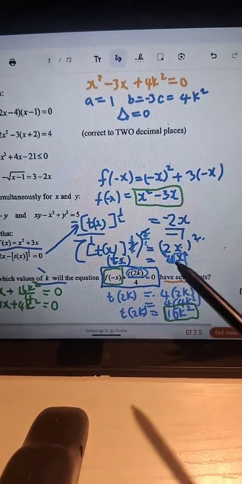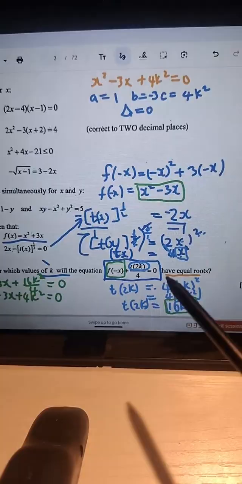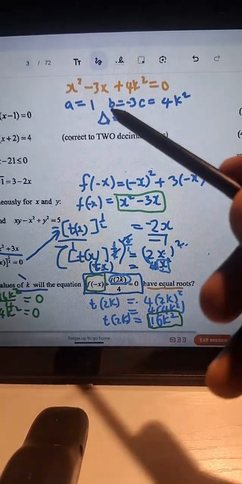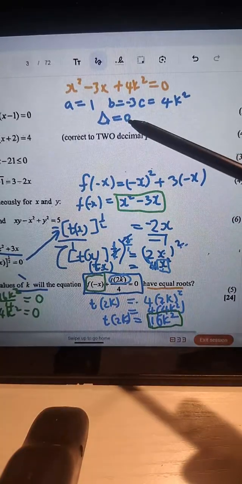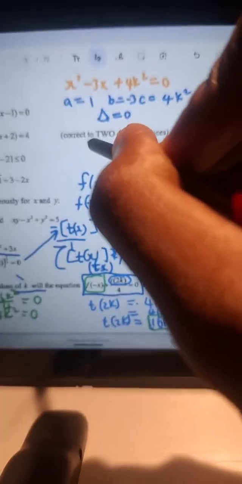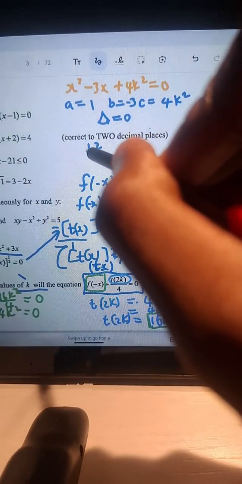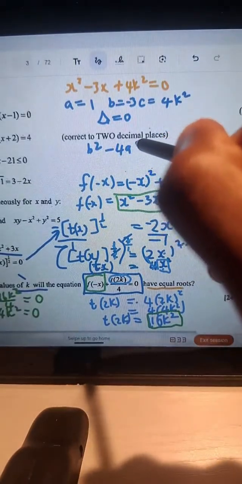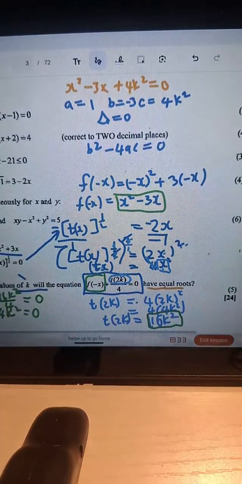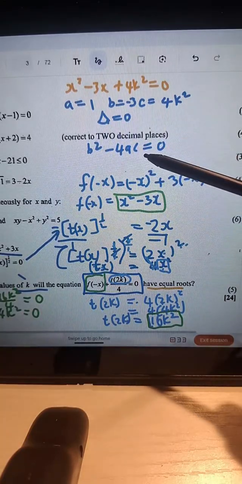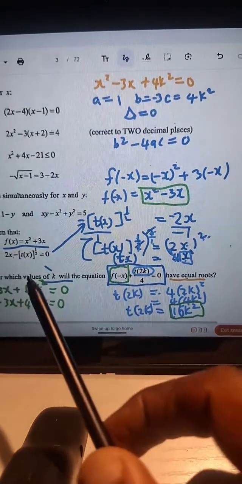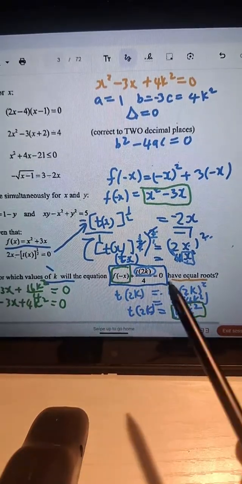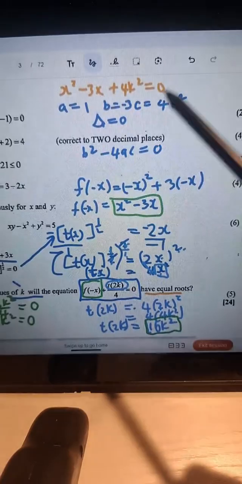Whereas when they say for which values of k will the equation have equal roots, that means delta is equal to 0, guys. That's what it means. Delta is equal to 0. So then we can say b squared minus 4ac is equal to 0, because delta means b squared minus 4ac. That's the discriminant. We equate it to 0 because they want the values of k for which this equation will have equal roots.